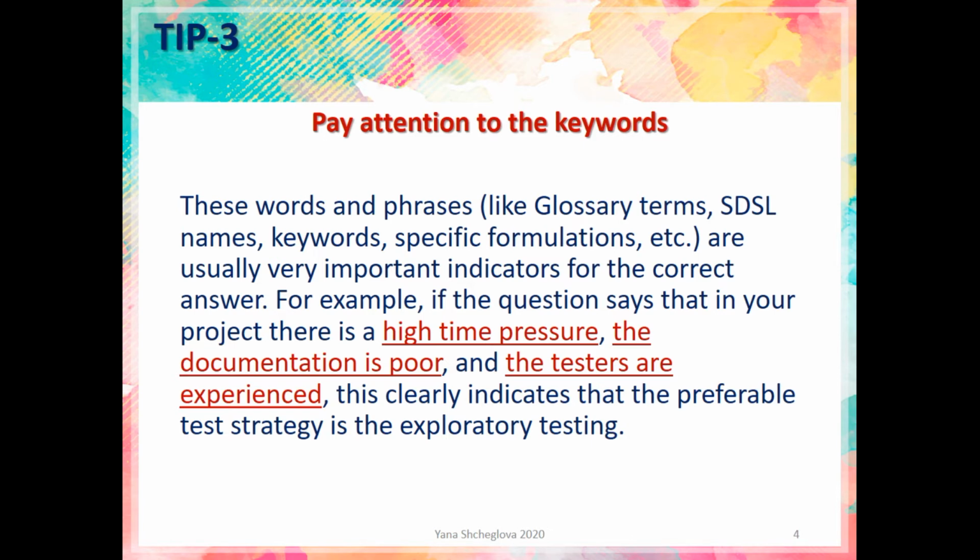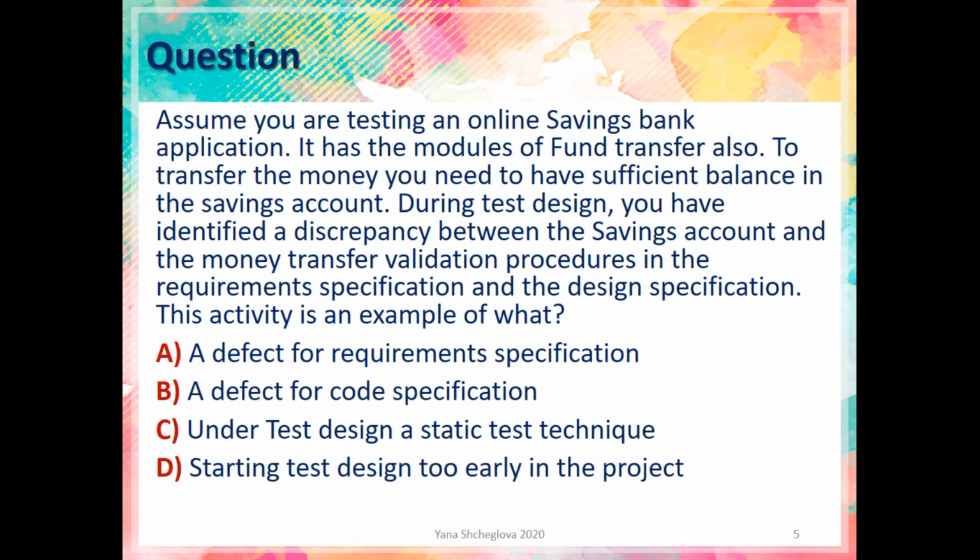So now let's look at an example. Assume you are testing an online savings bank application. It has the module of fund transfer also. To transfer the money, you need to have sufficient balance in the savings account. During test design, you have identified a discrepancy between the saving account and the money transfer validation procedures in the requirement specification and the design specification. This activity is an example of what?